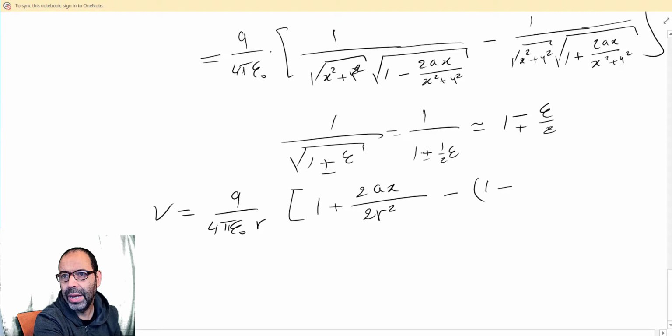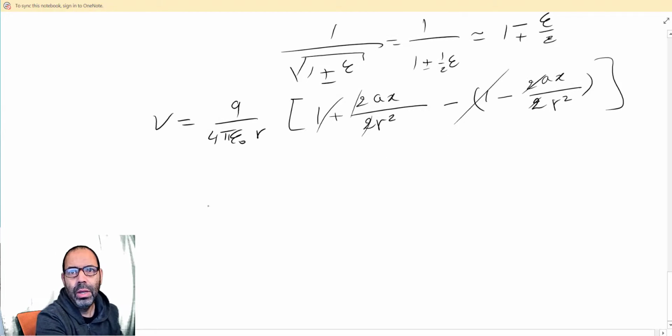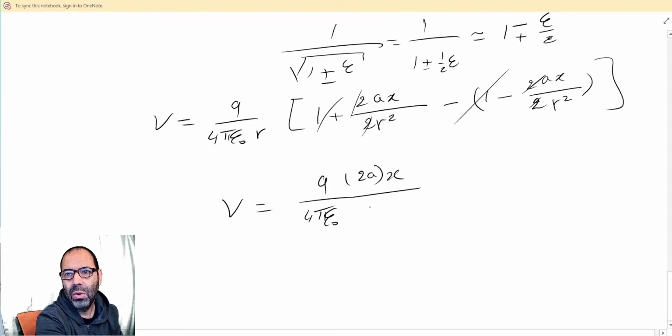So 1 minus, again, epsilon, which is this whole thing in here, which is 2ax over r squared, and then you have a 2 also in here. Okay, obviously the 1 and the 1 cancel, and the 2s cancel, but I already have ax over r squared minus ax over r squared, which is 2ax over r squared. So the final expression for here is that q over 4 pi epsilon naught times 2a times x over r cubed. Okay, q2a, that's b actually, so that's why I didn't simplify it, times x over 4 pi epsilon naught times r cubed. This is the potential in here.